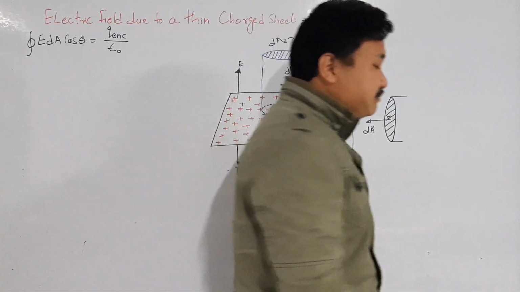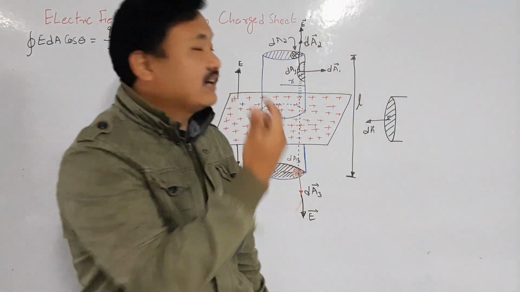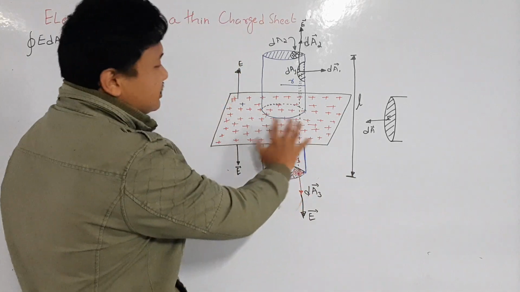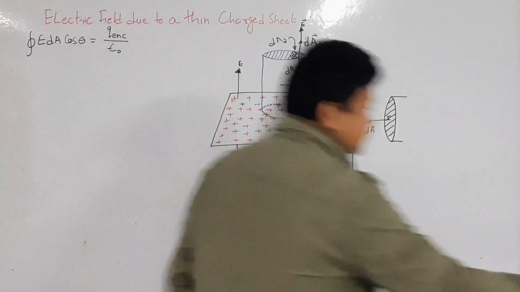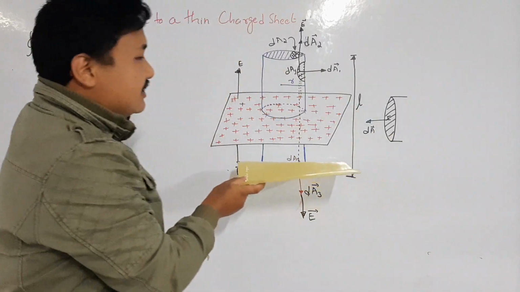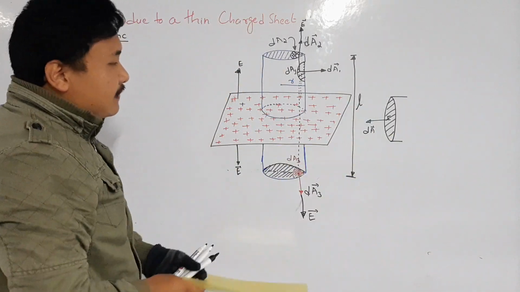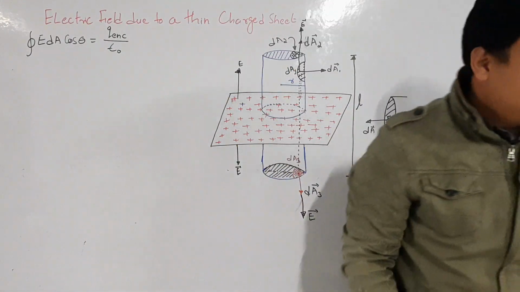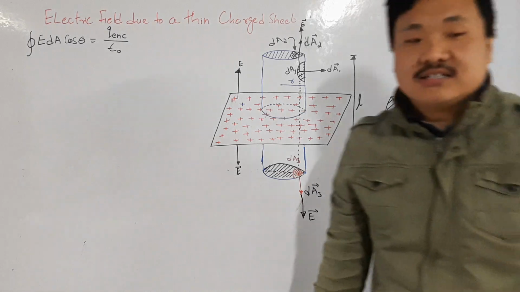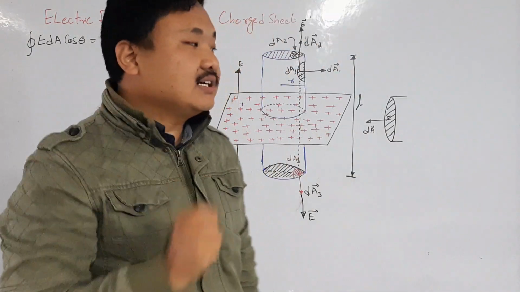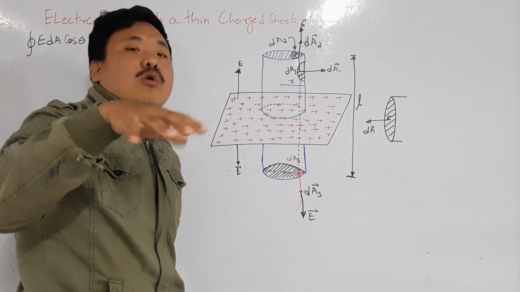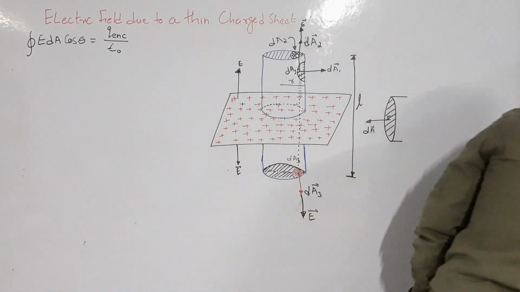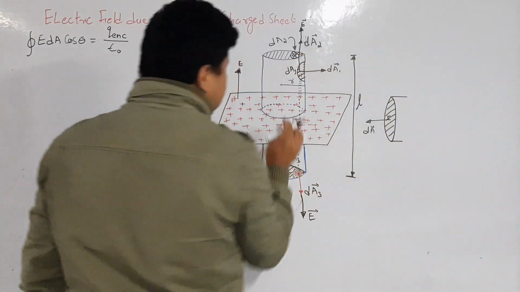So using Gauss theorem, we find its electric field. The infinitely thin charged sheet is sitting like this. And you know that to calculate the electric field using Gauss theorem, we need a Gaussian surface, a closed Gaussian surface. It has to be closed. So I have considered this as the Gaussian surface.